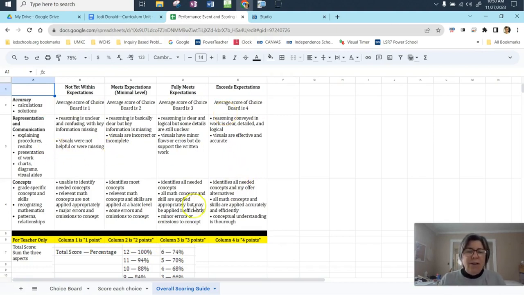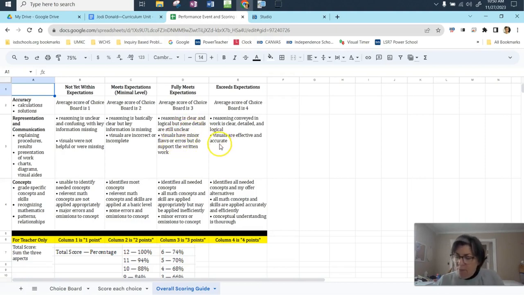Here is where it gets really big. Representation and communication and concepts. You'll notice that perseverance, collaboration, and willingness to take risks goes from fully meets expectations to exceeds expectations. You'll notice that here, if you're at a 3 or at fully meets, to get to be exceeds, you want to clear up your details right there. And that you want to make sure your visuals have no flaws.